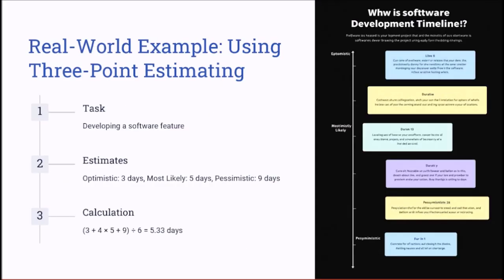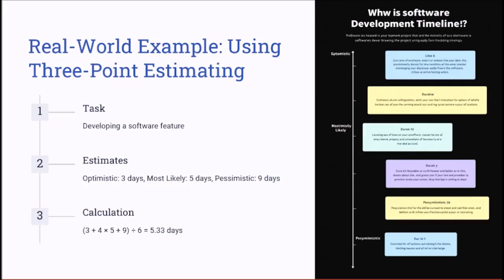Now let's look at a real-world example: developing a software feature. Let's apply three-point estimating to this scenario, assuming a software development task has an optimistic estimate of 3 days, a most likely estimate of 5 days, and a pessimistic estimate of 9 days. Again, optimistic is the best case, most likely is the most likely, and pessimistic is the worst case scenario.